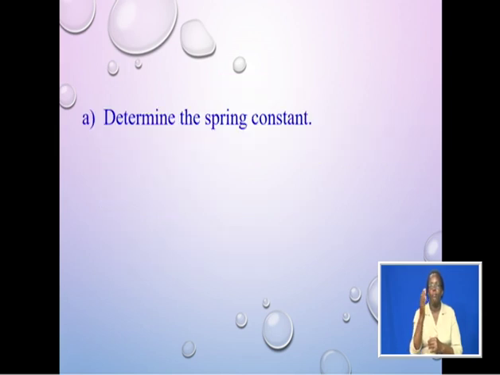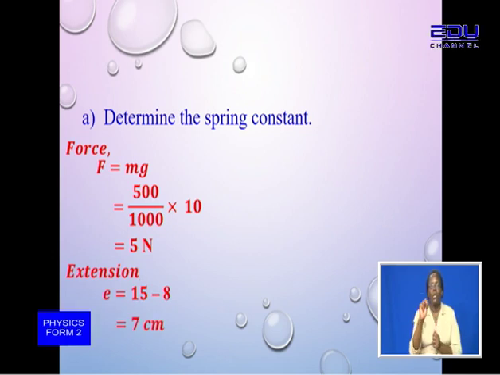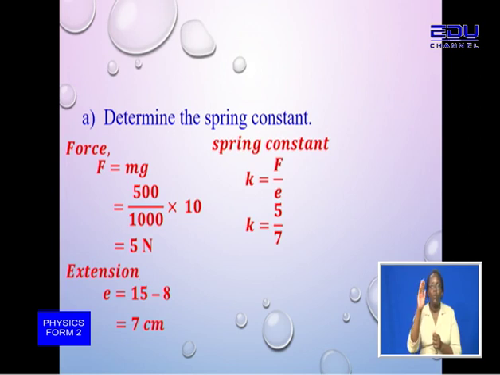So to determine the spring constant, we need to get the force, and the force in this case, we get from mass times gravity, which gives us 5 newtons. And we also need to get the extension, and the extension in this case is 15 minus 8, which gives us 7. And then to get the spring constant, we simply divide the force over the extension, that is 5 over 7. Then we get the answer to be 0.714 newtons.